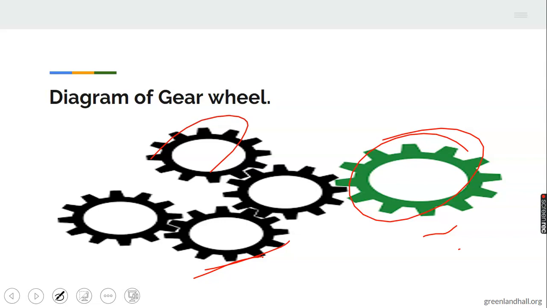So the gear system also has wheel and axle. As it's moving, it's rotating, it's able to change the velocity or the speed of the vehicle. So the gear wheel also works on the principle of a wheel and axle, which is also very, very important.